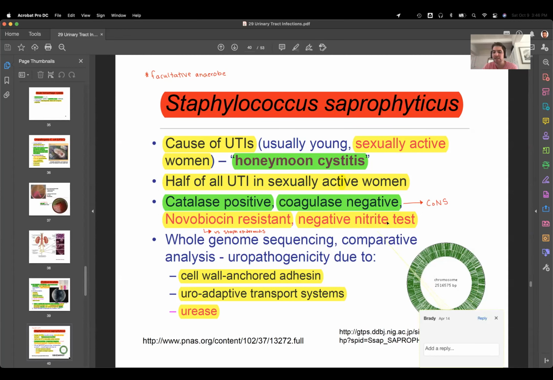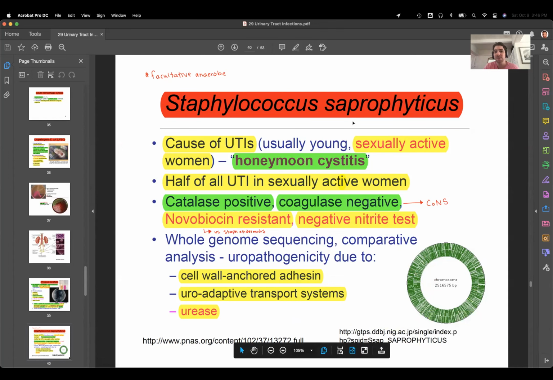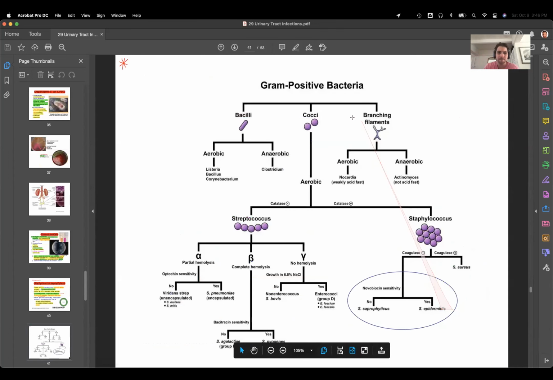Okay, so anything that is nitrite positive is gram negative. If nitrite comes up positive, it's a gram negative. So Staph saprophyticus is gram positive, so it's going to have a negative nitrite. Whereas pretty much all the other stuff we were talking about, except Staph aureus, is gram negative. But you can see urease production, so you can get stones.